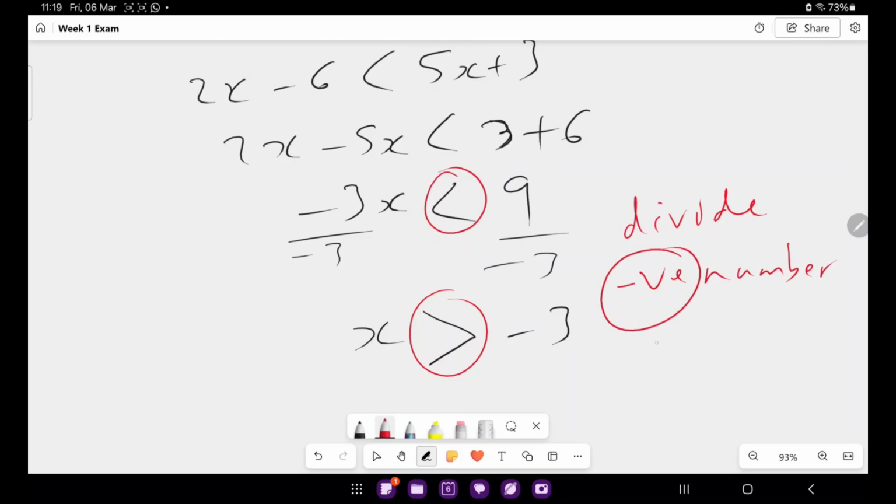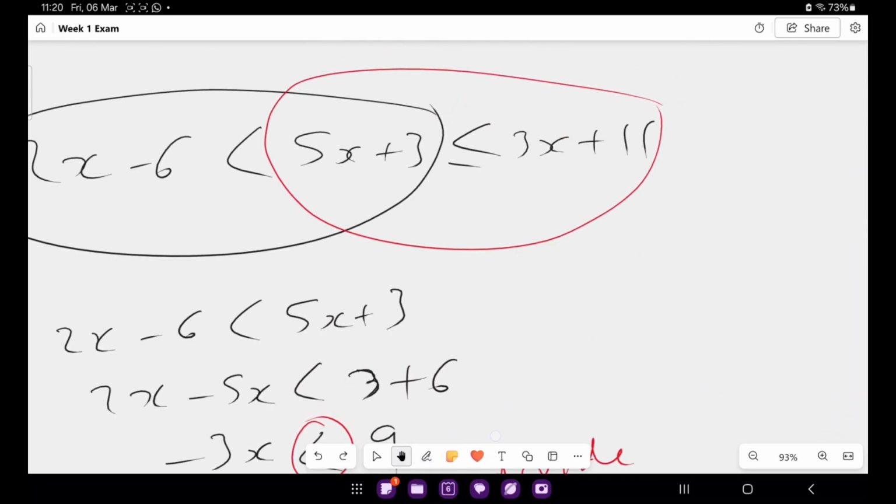Okay, so this is my short way of writing negative: the minus sign, and then I write VE. If I want to write positive, I'll put it like this. So whenever we divide by a negative number, the direction of the sign changes. So we have our first piece, which is x is greater than negative 3.